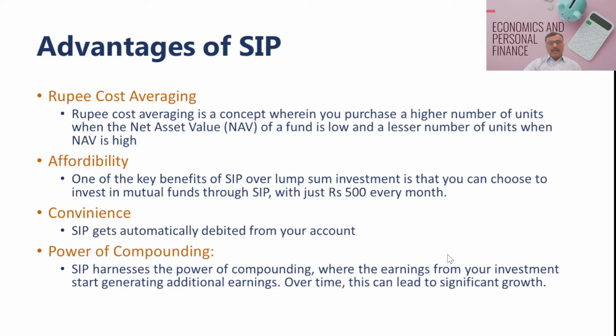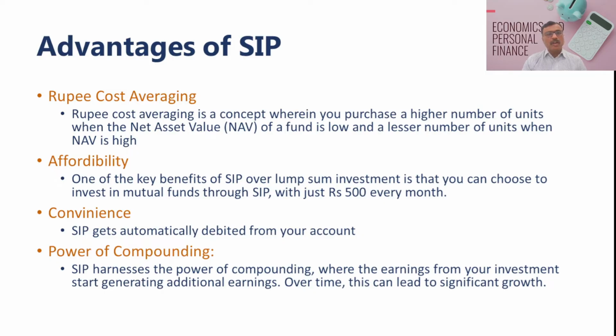Now let's see some advantages of SIP. The first important advantage is rupee cost averaging. Rupee cost averaging is a strategy where you invest a fixed amount of money at regular intervals, like through SIP. When the price of mutual fund units is low, that is, the net asset value is low, you get more units for your money. When the price is high, you get fewer units. This helps average out the cost of your investment over time. It is like buying more groceries when they are on sale and fewer when they are expensive.